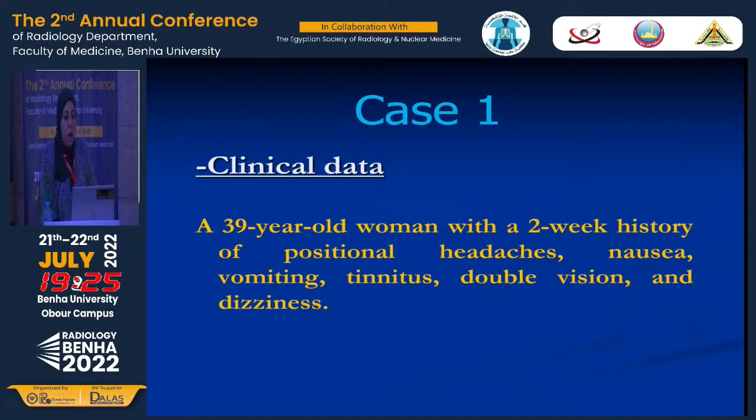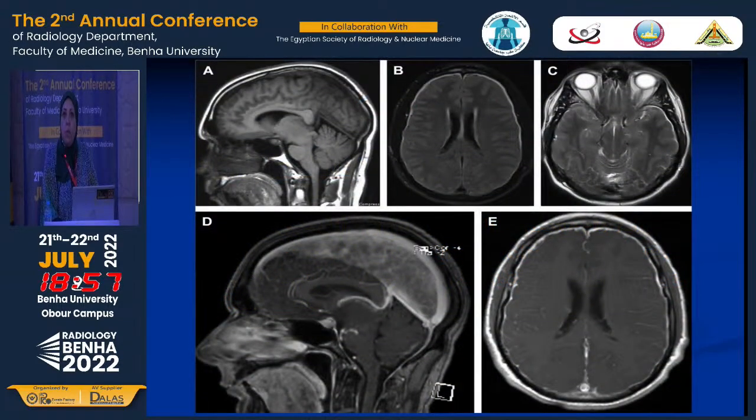Case 1 is for a 39-year-old female with a 2-week history of postural headache, nausea, vomiting, dizziness, tinnitus, and double vision. There is a clinical clue. What is the clinical clue? The clinical clue is the positional or postural headache. This should raise the diagnosis of intracranial hypotension. So, MRI will be your imaging modality of choice.